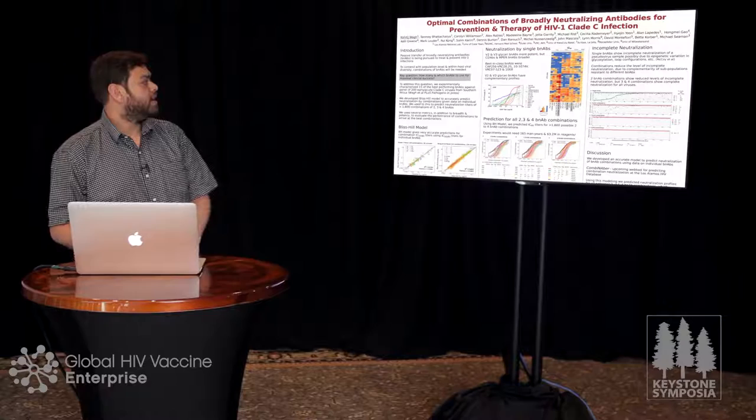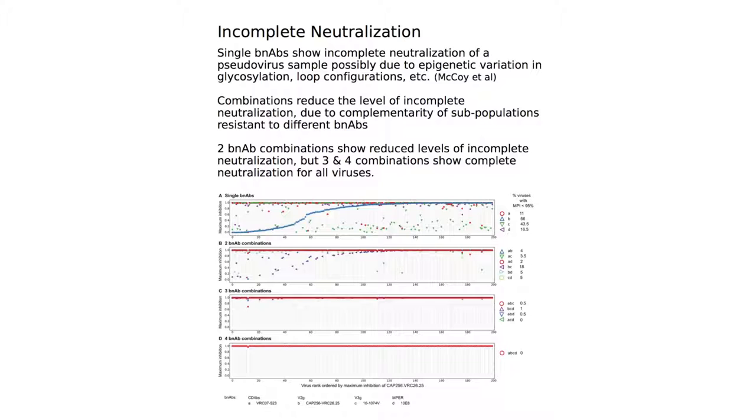This incomplete neutralization could possibly therefore arise from epigenetic variation, such as variation in the types of glycosylation profiles or alternate loop configurations, which might be dynamically achieved by the envelope trimers on the viruses. Since we know that combinations give higher potency in neutralization than the single bNAbs, we wanted to investigate whether they also afford any benefit in terms of incomplete neutralization.